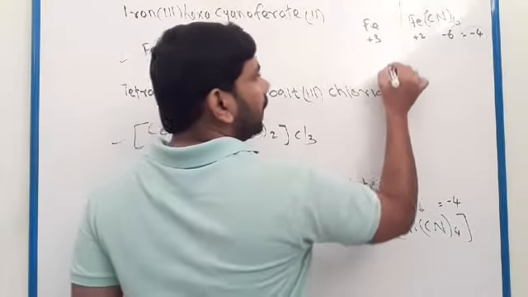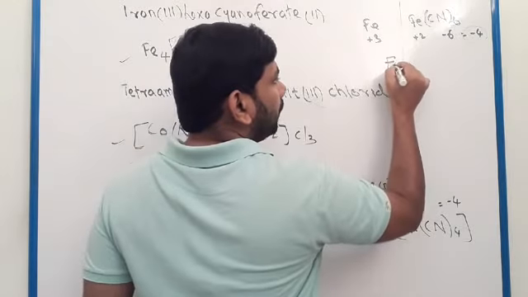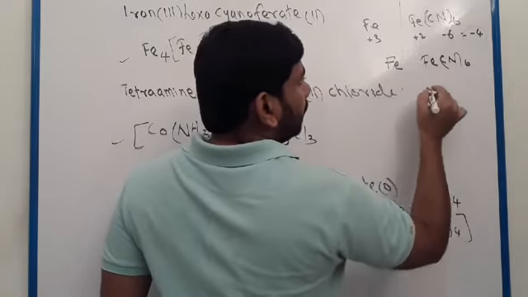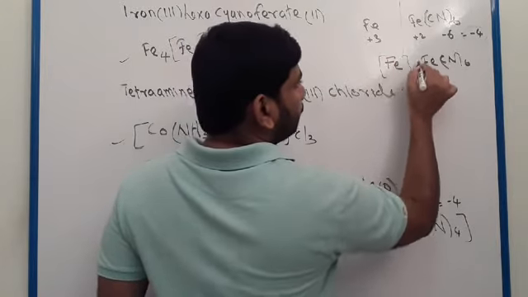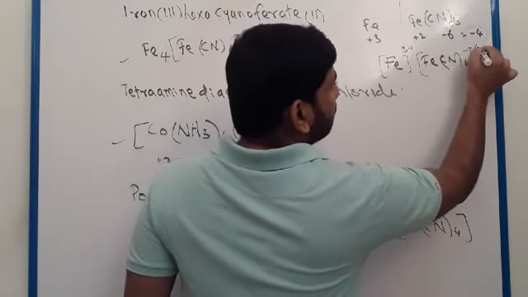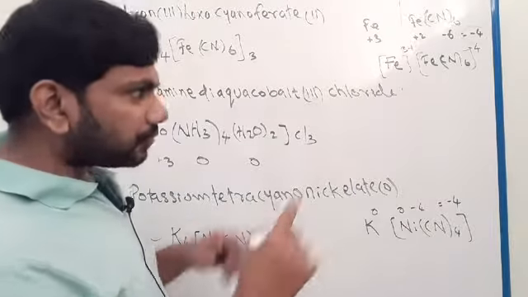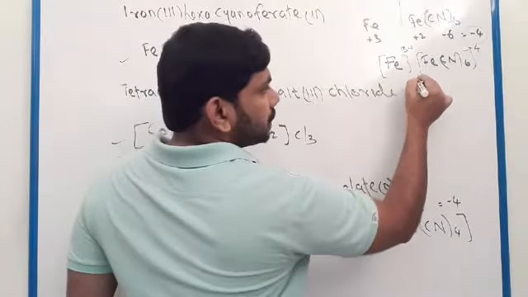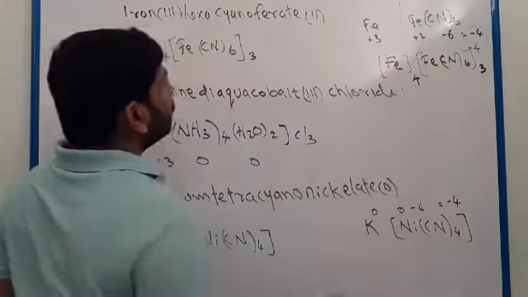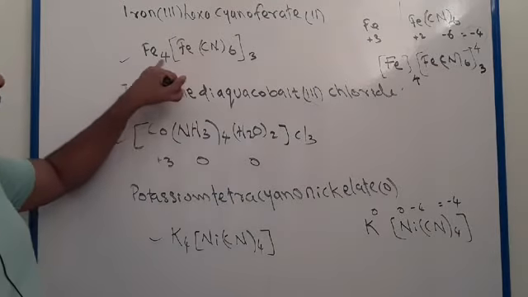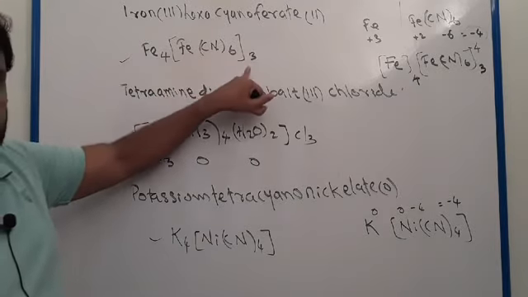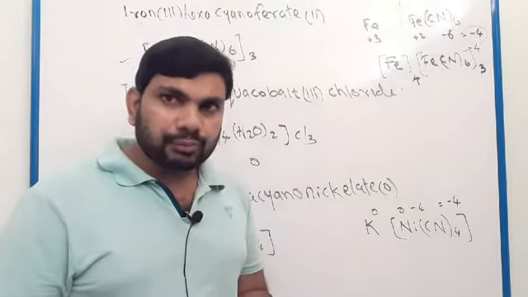Okay, so here you have Fe, and Fe(CN)6. Look here, here it is plus 3 and here it is minus 4. So after cross multiplication, this 4 will be over here, this 3 will be here. So that's why the formula is like this: Fe4[Fe(CN)6]3. Clear?